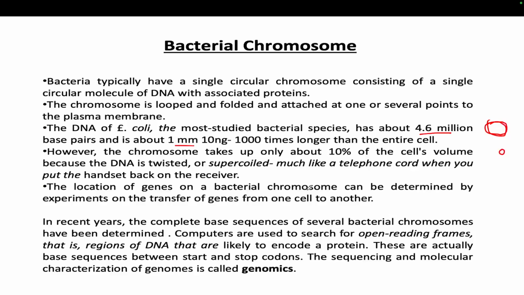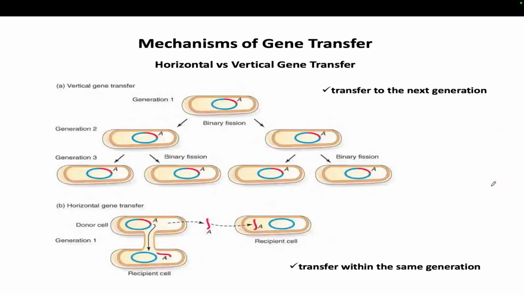Because there is a transformation process from one cell to another cell, we can easily determine the order of the genes present in the DNA. Suppose this is the DNA; through this natural process of transfer of genetic material from one cell to another, we can identify the sequence of the genes, meaning which gene is present first and which comes after, through this transformation process.